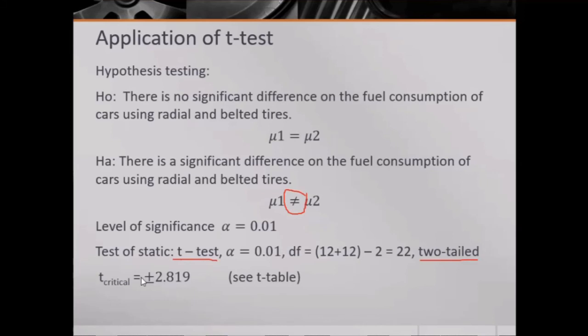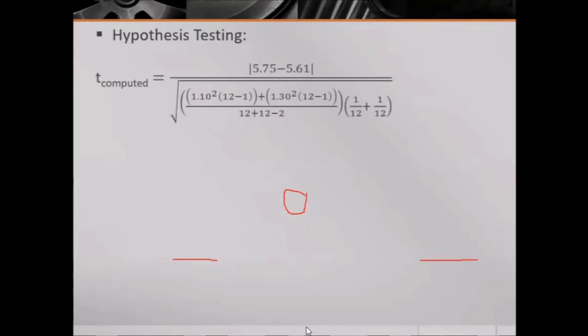So, susunod natin ay yung computed value using T test. Ngayon, sa part na to, ang gagamitin natin na formula ay yung para sa 2 sample mean. Okay, so yan ang ating gagamitin na formula, kasi nakabase tayo sa 2 sample mean. Yan, so ito yung ating formula.